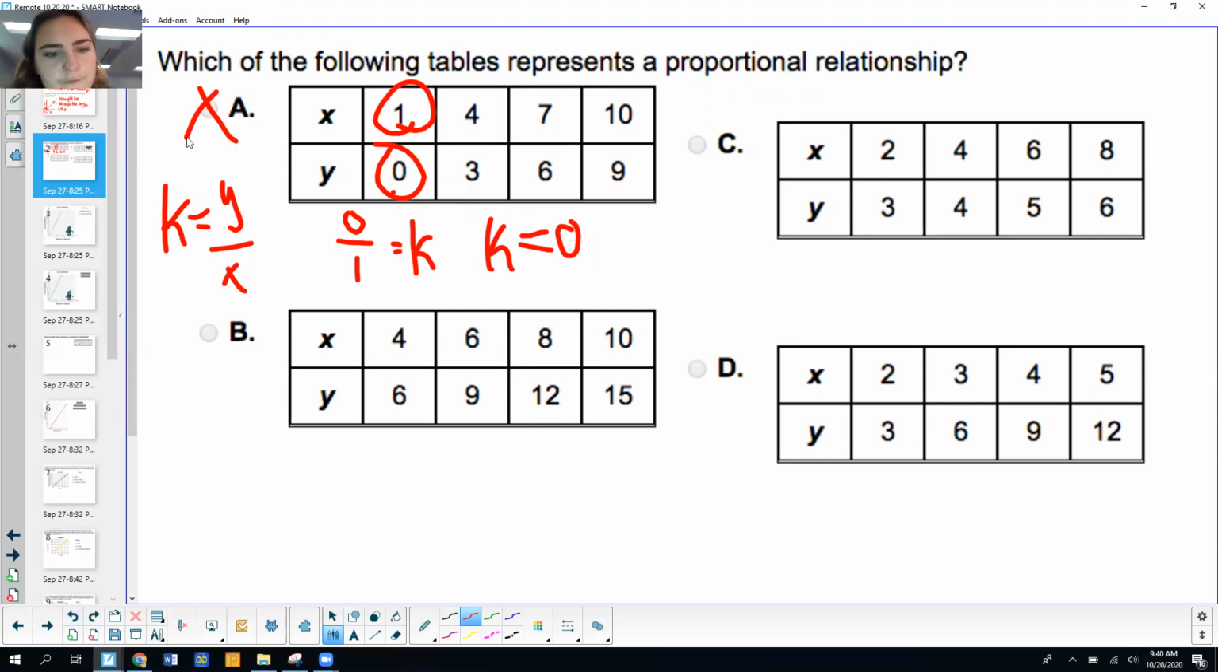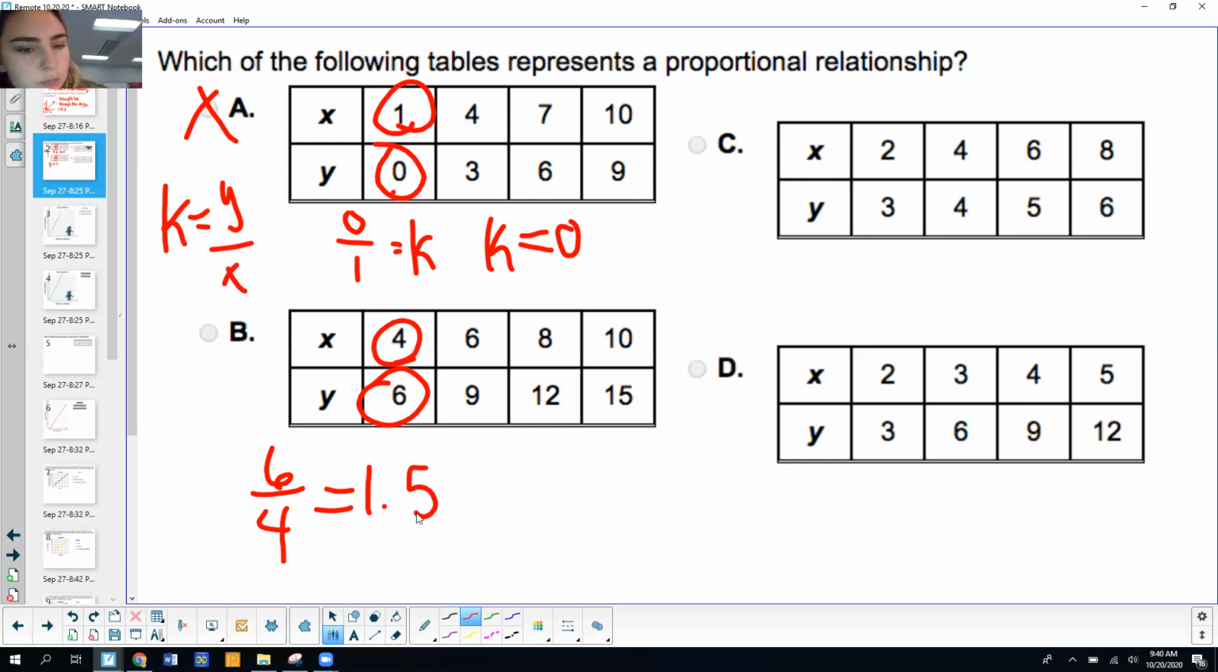B, we've got 4, 6, 6, 9, 8, 12, 10, 15. So I'm going to set up another K equals Y over X situation. I'm going to take my Y, so I've got 6 over 4. So 6 over 4 is going to give me K. 6 divided by 4 is going to give me 1.5. Now to see if it's proportional, I'm going to take the next point, 9 and 6. So I'm going to divide 9 by 6 and see what that gives me. 9 divided by 6 gives me 1.5 as well.